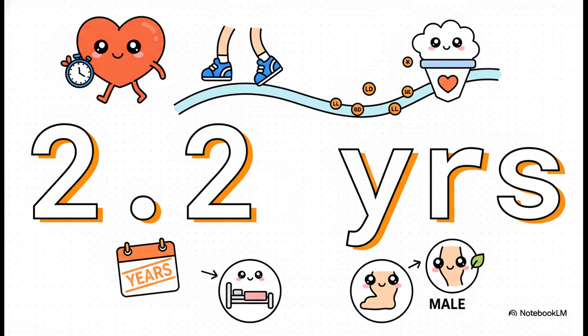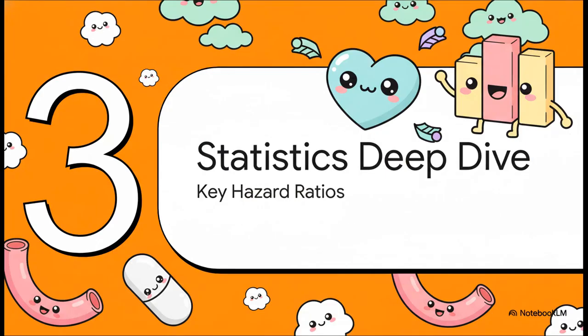The median follow-up was 2.2 years. Now, you might think that's a bit short, and you'd be right if we were looking for long-term mortality benefits. But for the outcomes they were measuring, MACE and MALE, which are event-driven and tend to happen earlier, that follow-up period is actually perfectly adequate. So, we're confident in the study's design. Let's get into the statistics.